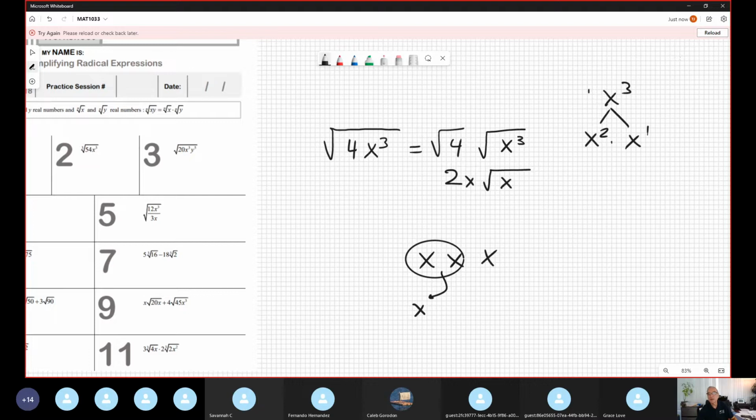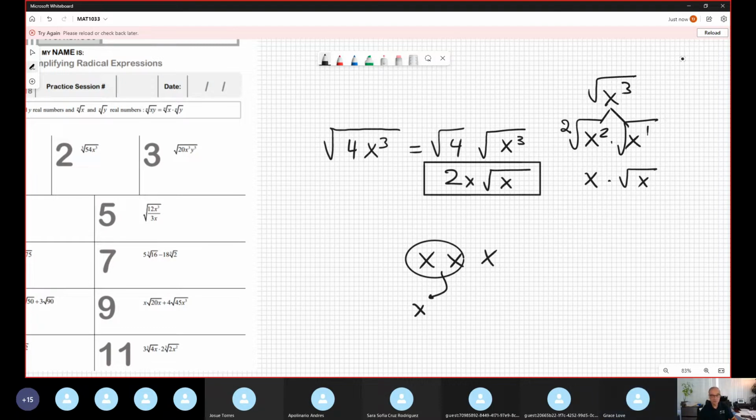And square root of this is equivalent to saying square root of this and square root of this. This is x because 2 divided by 2 is 1, times square root of x. And we get the same result. You understand this very well or not? Yes. Okay.